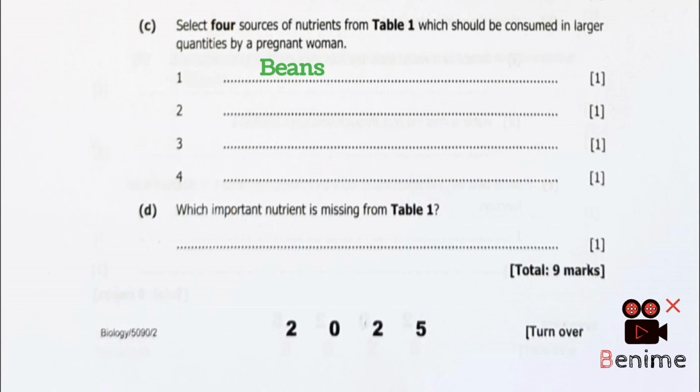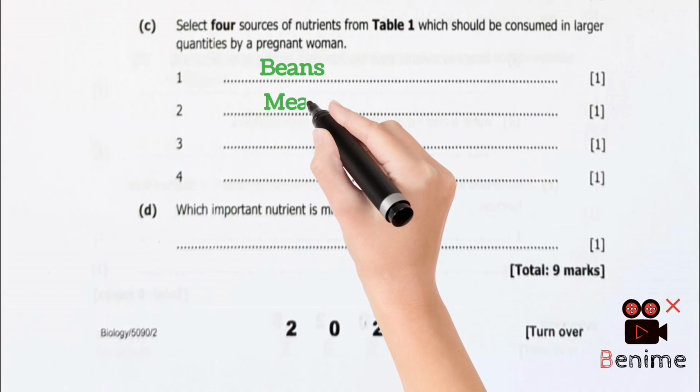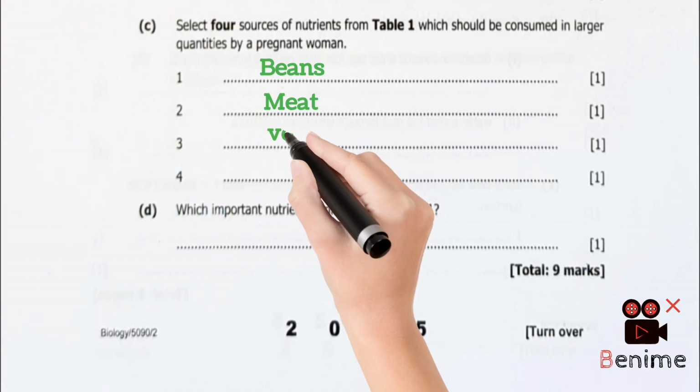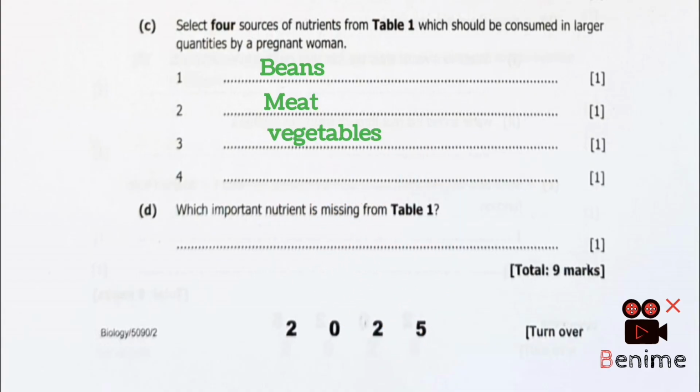Then the other one you say meat. Meat is needed for protein and iron for blood formation. Then the third one, you are going to say vegetables. Vegetables are needed for vitamins and minerals.